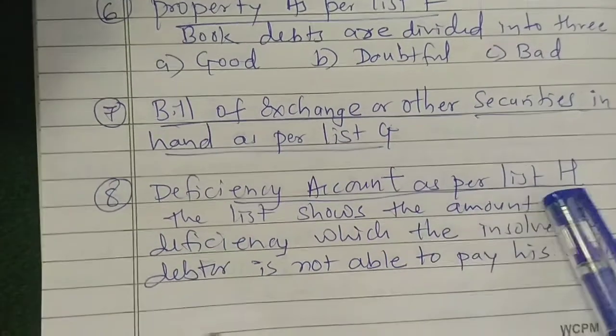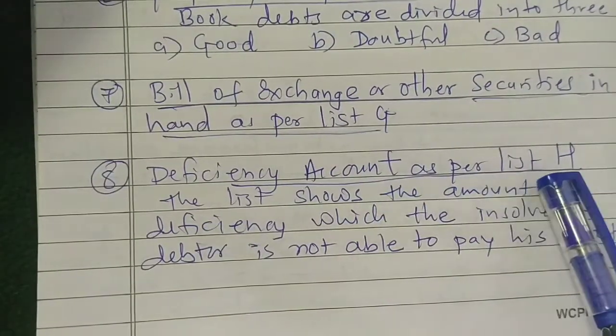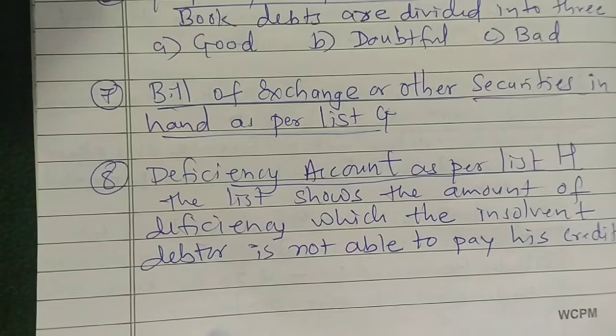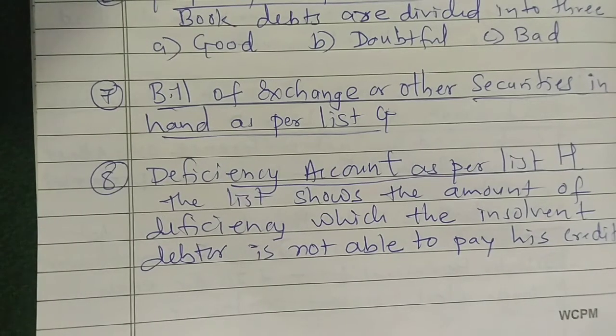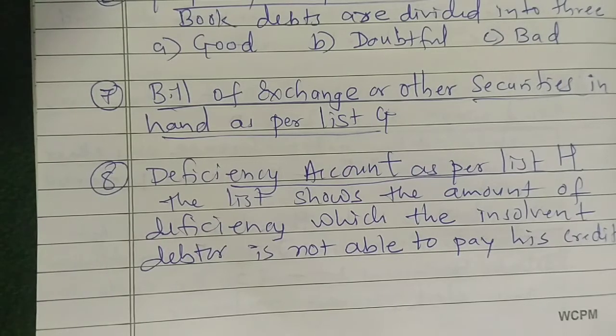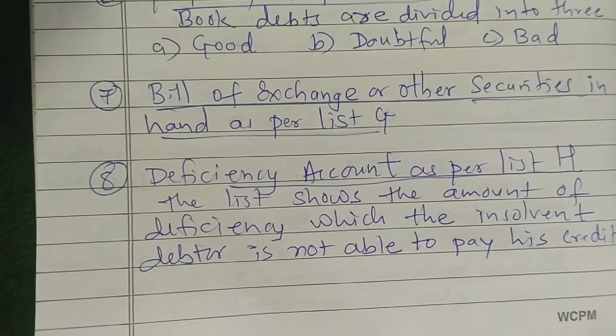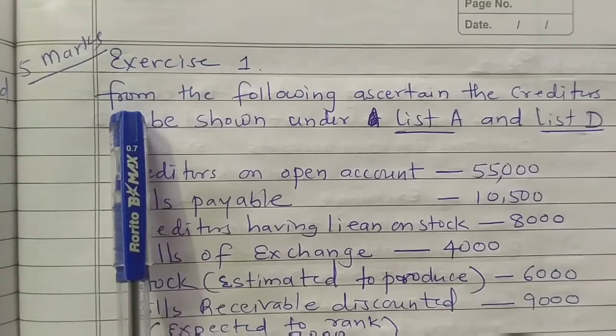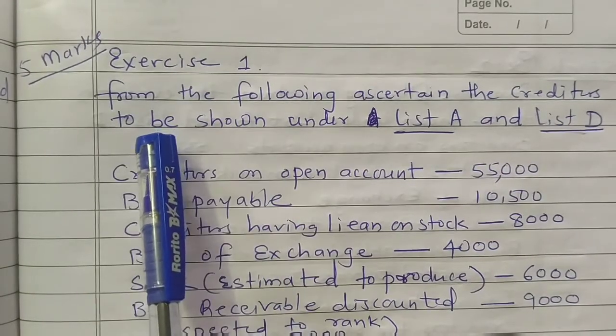And the last, list H, deficiency amount as per list H. For this we should create one deficiency account. We will see in the next videos how to calculate a deficiency account and how to prepare a statement of affairs account. Before that, we should take one small problem on how to prepare list A, list B, list C, list D, a small illustration working on these statement of affairs items. These kinds of problems are asked in your examination for 5 marks.